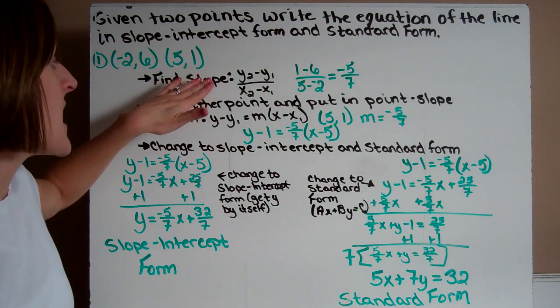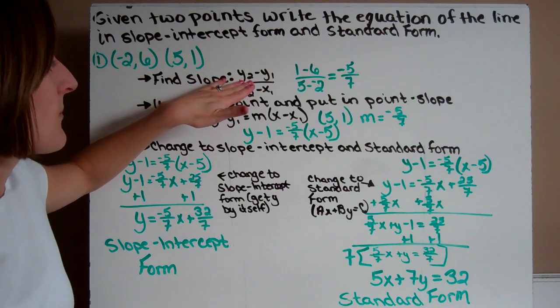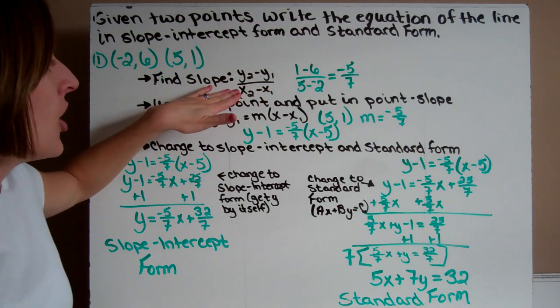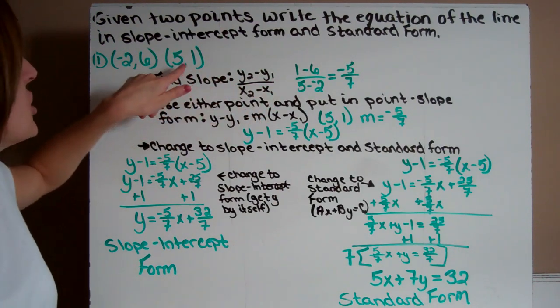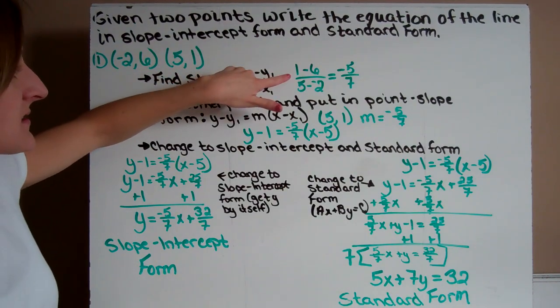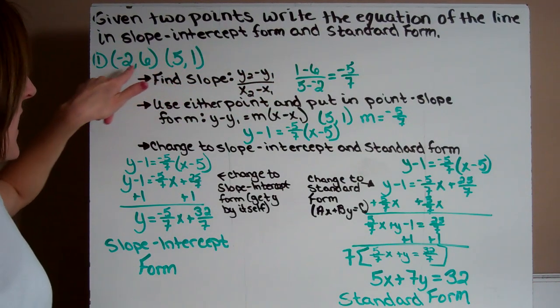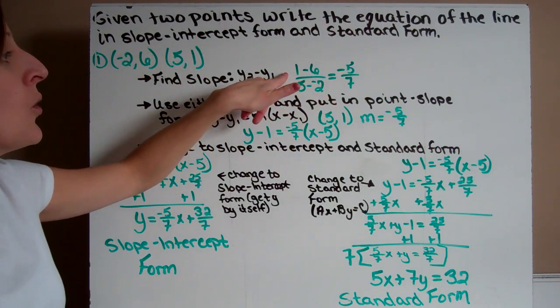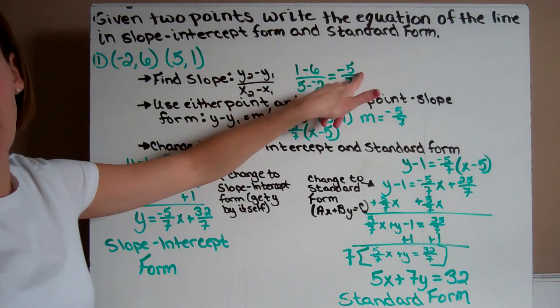Here's my 2 points. I need to find my slope. Remember, y2 minus y1 over x2 minus x1. So 1 minus 6 goes on top. Then we have 5 minus a negative 2. 1 minus 6 is negative 5.